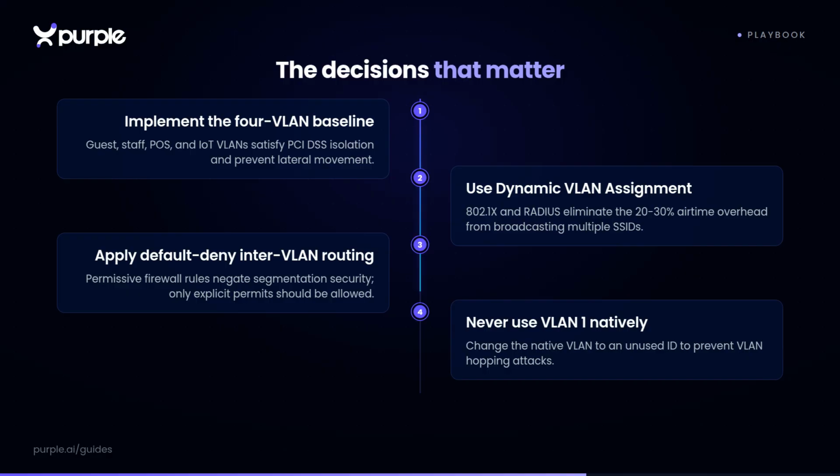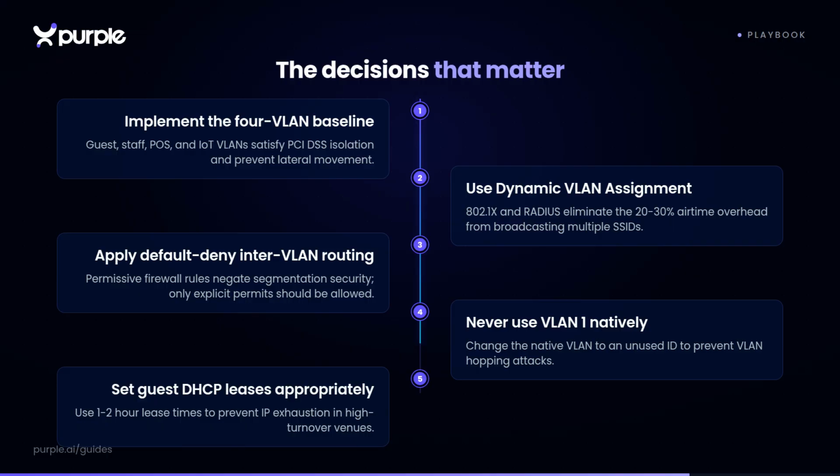Fourth, never use VLAN 1 as the native VLAN on trunk ports. Change it to an unused ID to prevent VLAN hopping attacks. Fifth, set DHCP lease times to 1-2 hours on guest VLANs to prevent IP address exhaustion in high turnover environments.